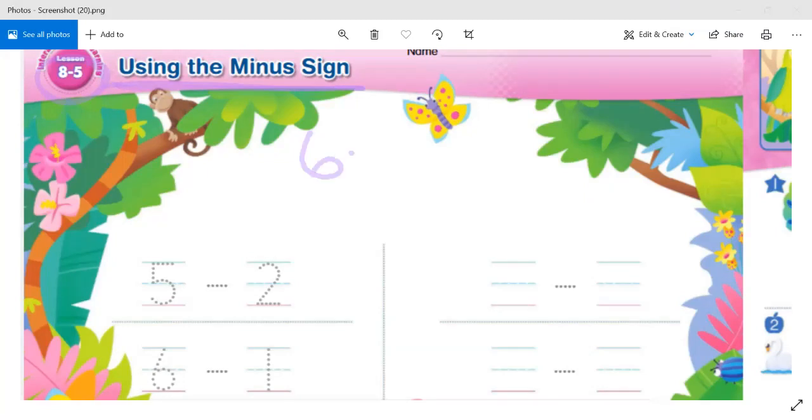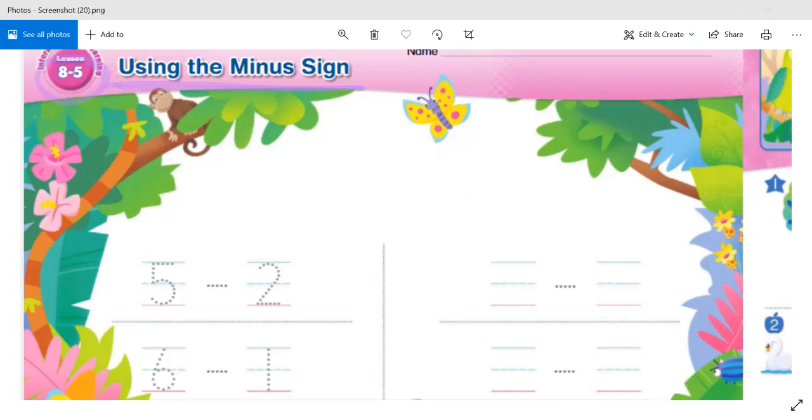Look over here. Now, this right here is a minus sign. A minus sign. 6 minus 4 means subtract. 6 minus 4. Can you say that with me? 6 minus 4. Let's look at our worksheet here and let's look at our first problem.